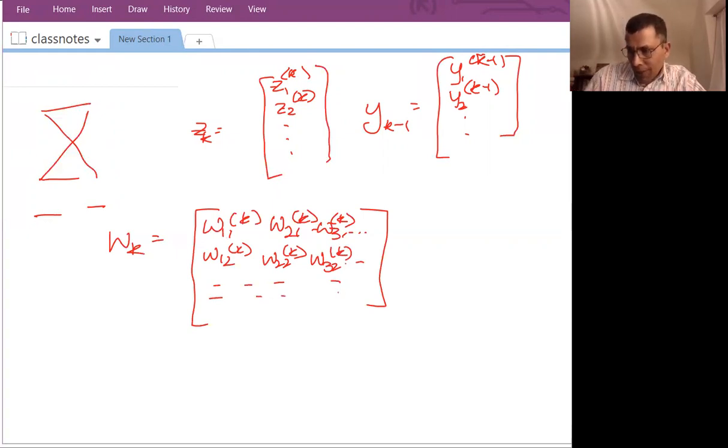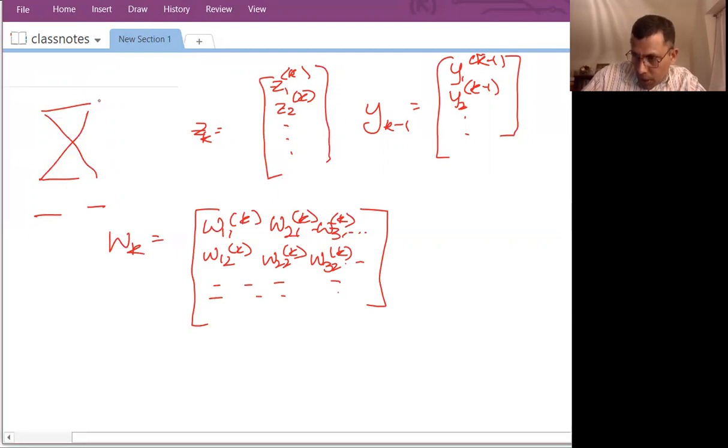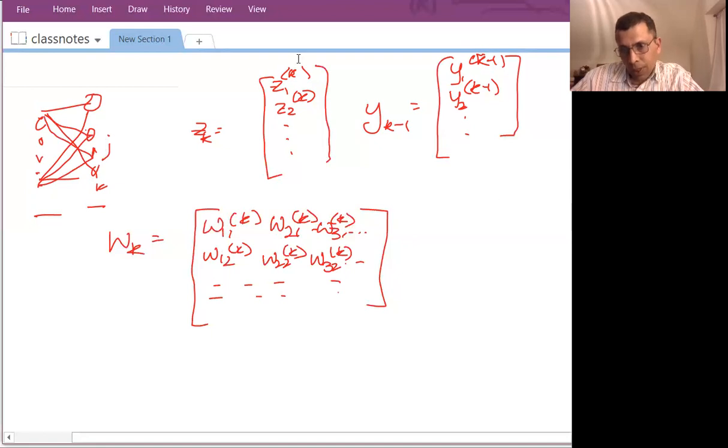Now observe that the first row over here represents the set of weights to the first neuron in the kth layer. The second row over here represents the set of weights to the second neuron. In general, the jth row of this matrix represents the set of weights to the jth neuron.